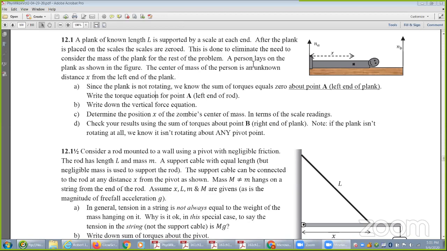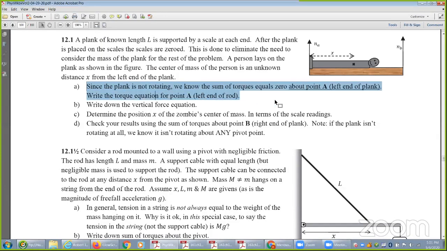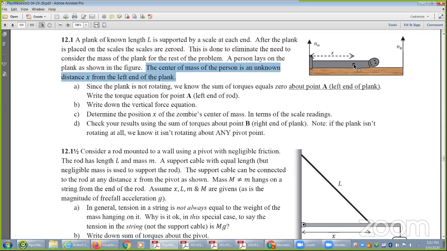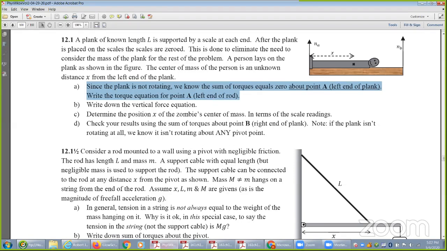All right. So in this case, the plank is not rotating. We know sum of torques is 0 about point A. I want you to try and write down the torque equation for point A. And if it's been a while since you've done this, let's go ahead and use the solution, all right? So again, I'll make sure you read this. Plank has length L. There was a scale at each end. Okay, so notice this. We don't need to worry about the mass of the plank for this problem. Center of the person. Okay, so we're going to try and find the center mass of the person there. All right, part A. Let's go look at that one.